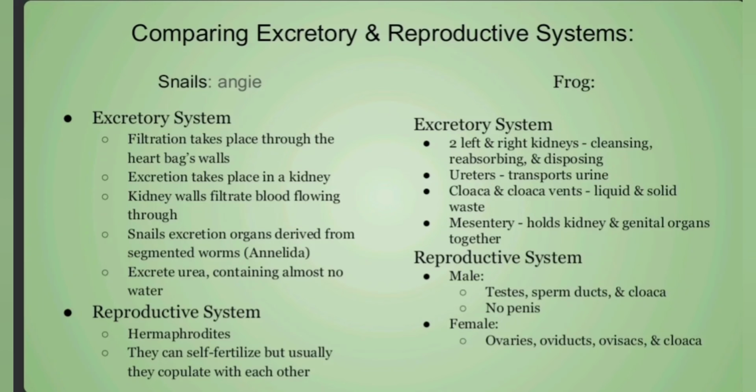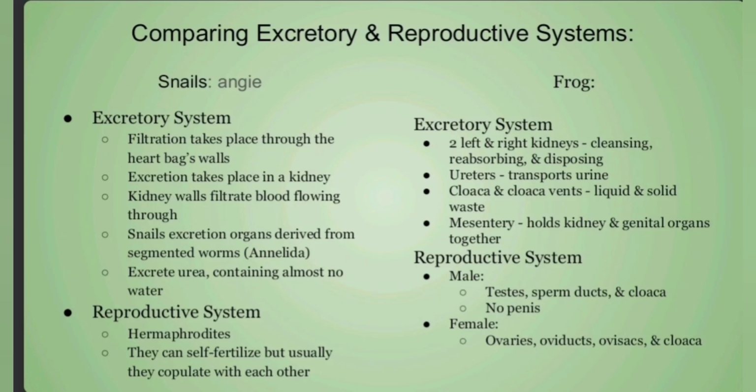As for the reproductive system, snails are hermaphrodites, so they can self-fertilize, but they usually copulate with other snails. But definitely, if they wanted to, they could just reproduce with themselves, as they have both reproductive organs to do so.